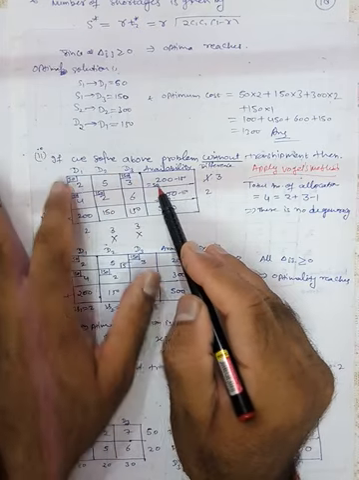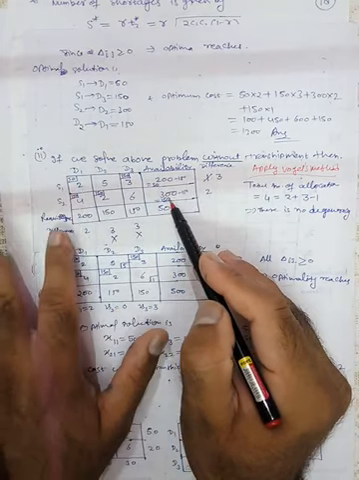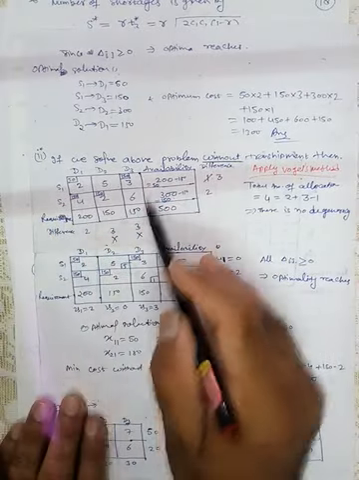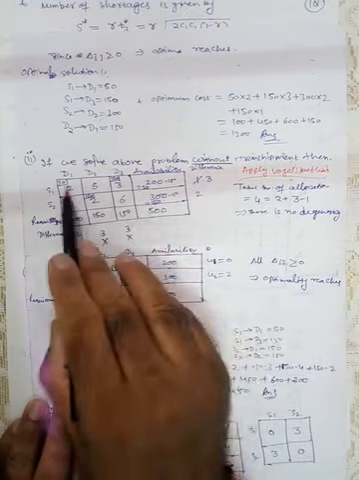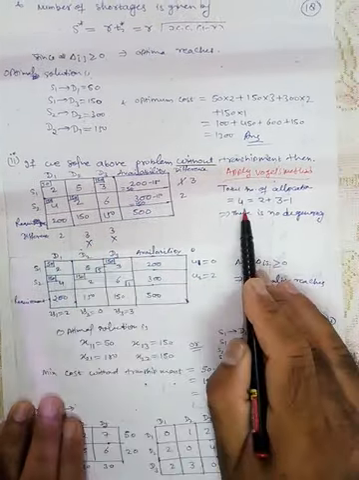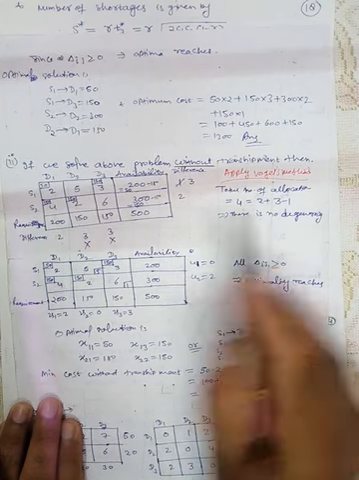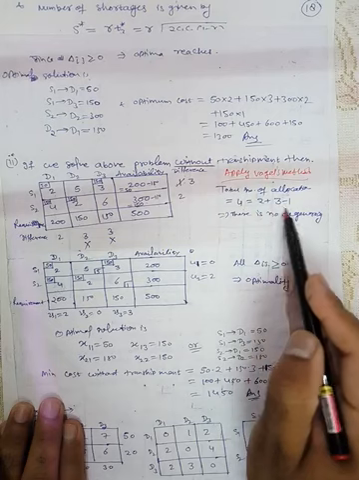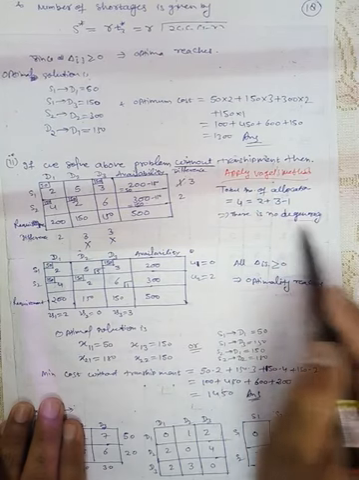So 50 units are left, allocated here, and 150 units are left here, so allocate here. So ultimately this is the problem. How many allocations are there? 1, 2, 3, 4. So these are 4 allocations, which equals m plus n minus 1, where m is 2 rows and n is 3. So 2 plus 3 minus 1. So there is no degeneracy case.